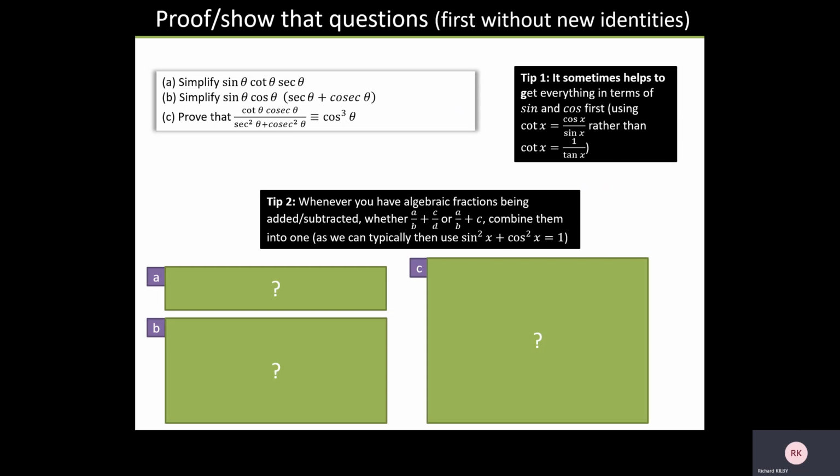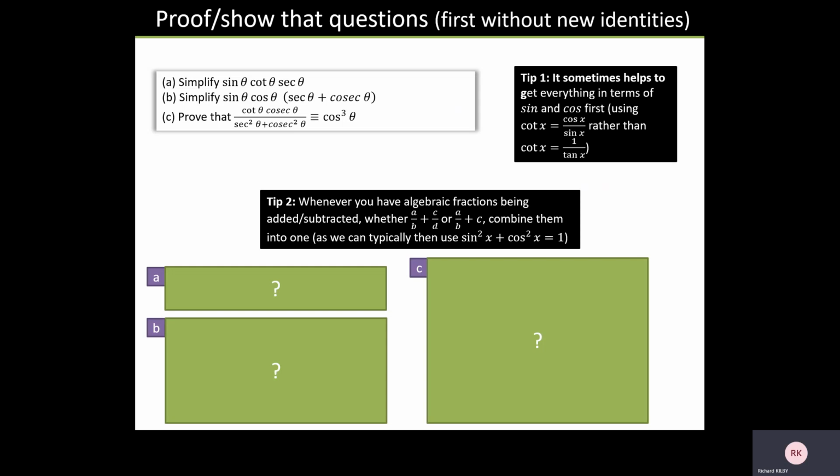What you're going to do is take one side of this and manipulate it until you get the other side. You don't manipulate both sides at once. When it's a "prove that" and it's an identity, when it's got that triple equals sign, which means these are equivalent to each other, it's not just that they're true for some values of theta, they are true for every value of theta. That is just that in disguise.